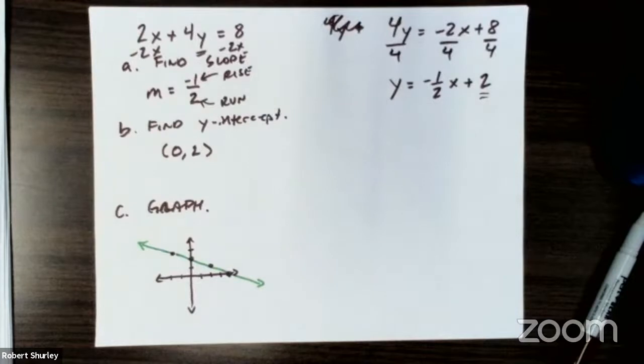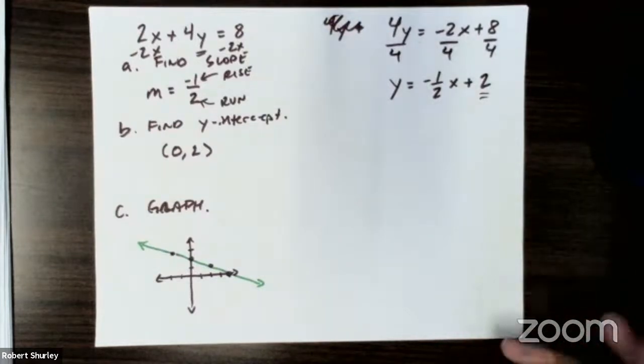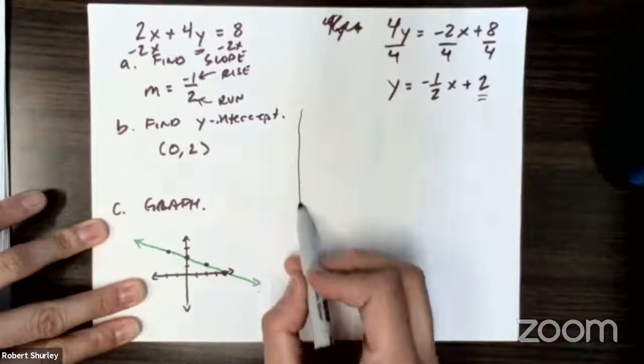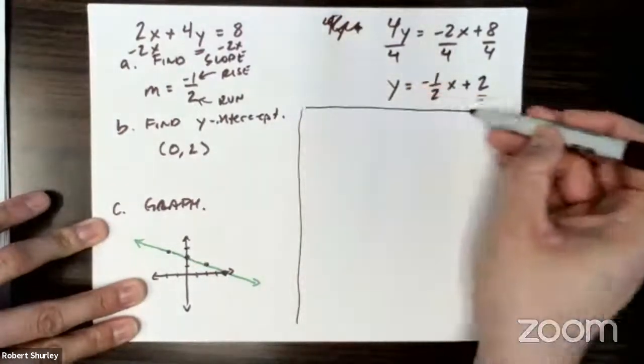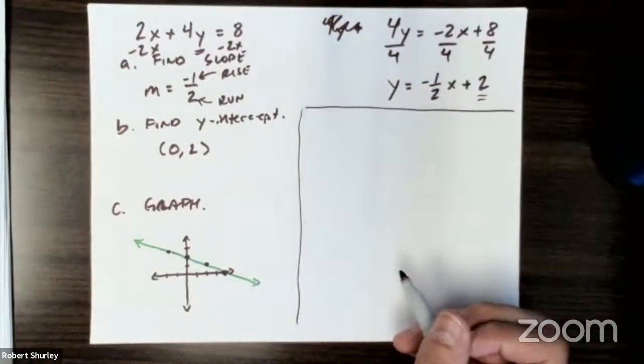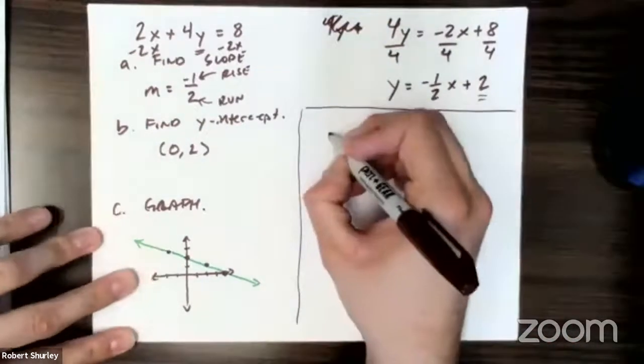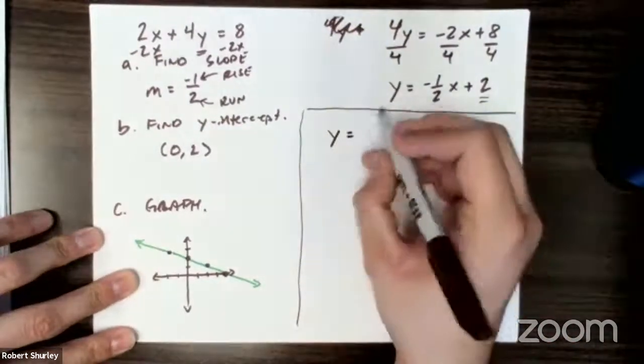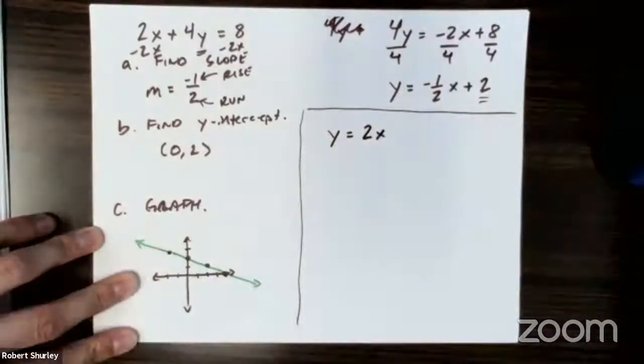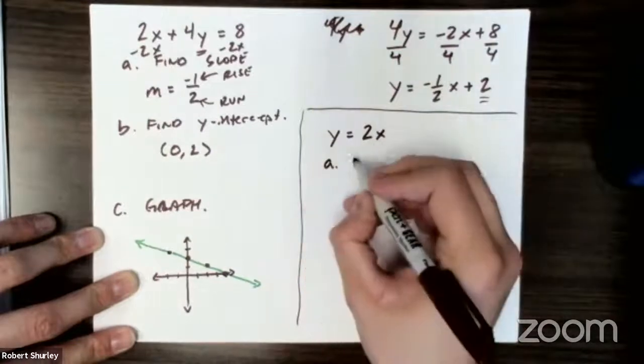If you've got a question to ask me, that's fine. But let's do another one, and this one's going to be kind of set up for us already, but it looks a little different. So let's say I give you the equation y equals 2x. Again, I want you to tell me the slope.